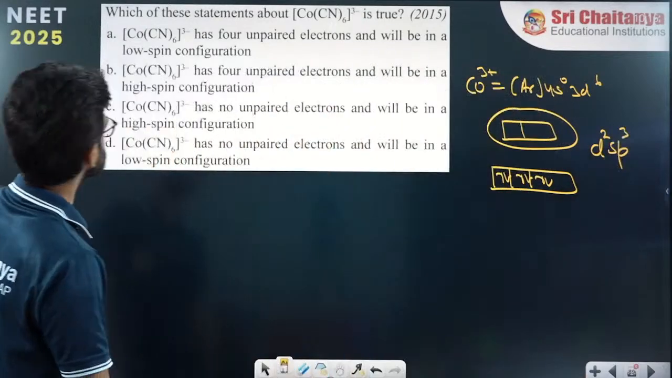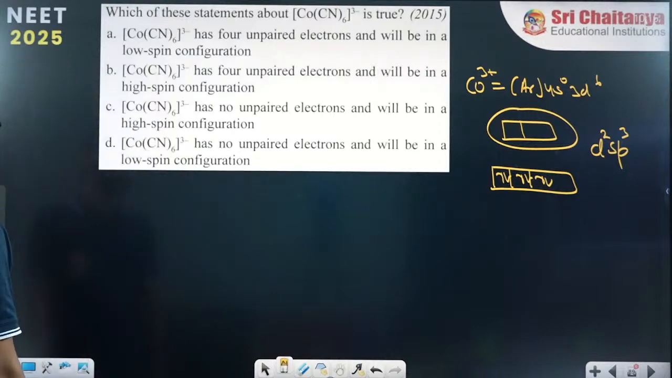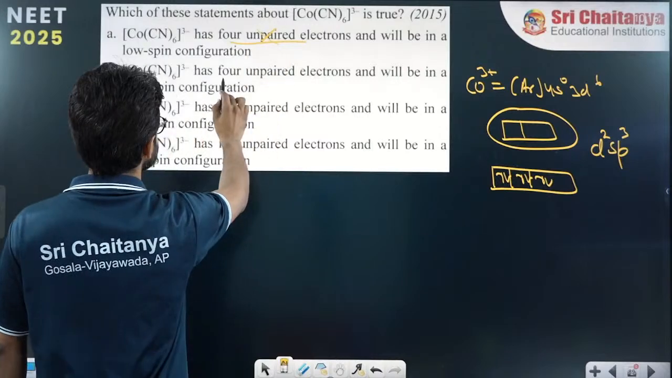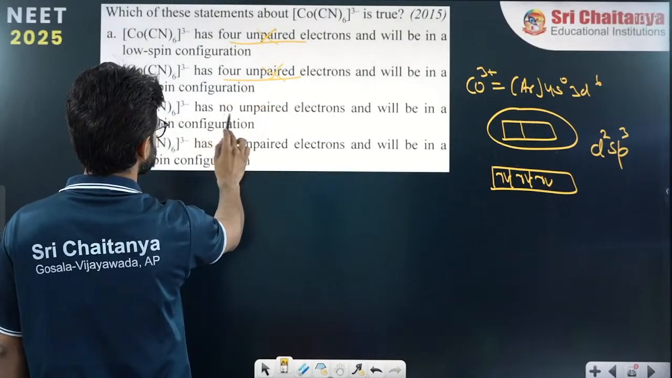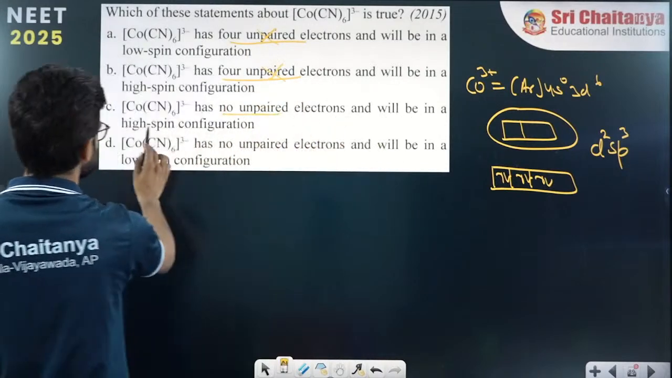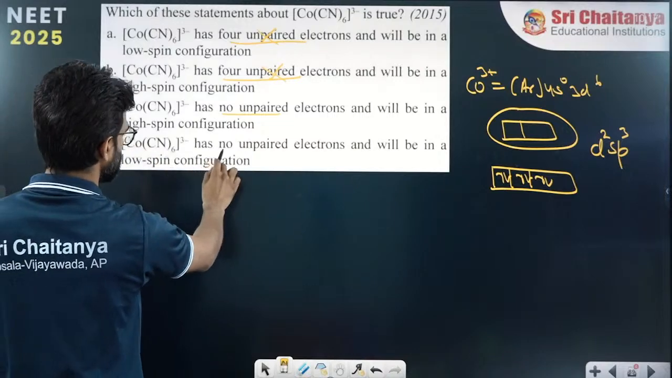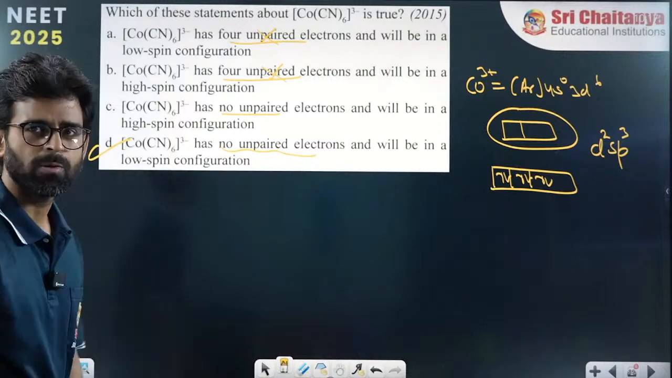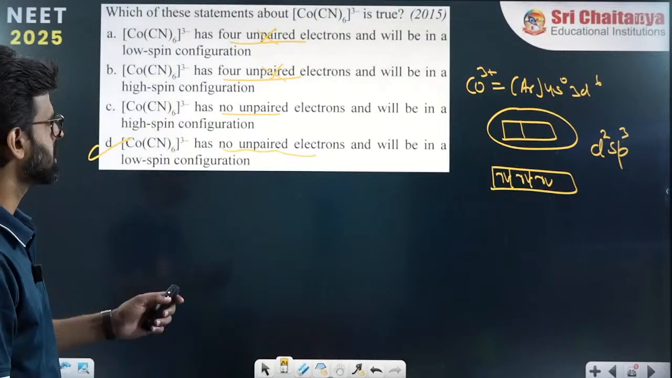So you can see what they are asking. Has 4 unpaired electrons? No. Wrong. Will it be a high spin complex? No. There are no unpaired electrons and it will be a low spin complex. That's why the fourth option is right. Okay, easy, just from NCERT.